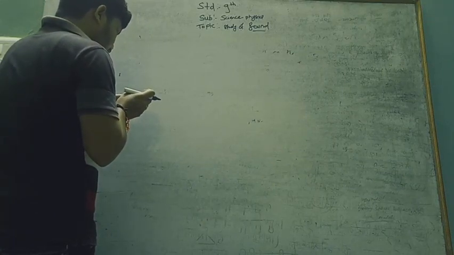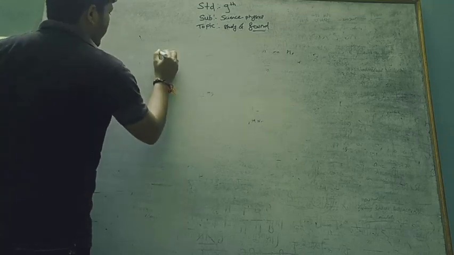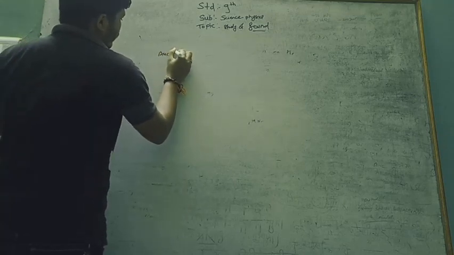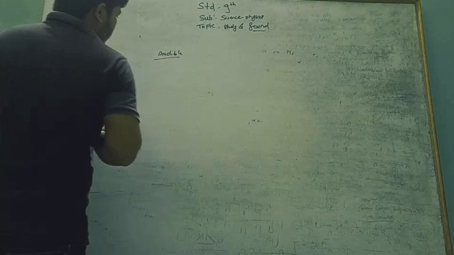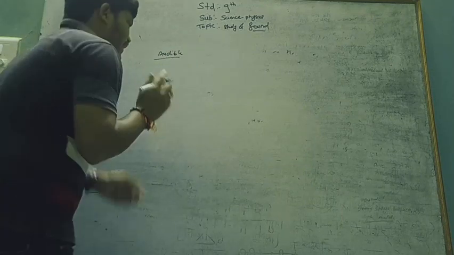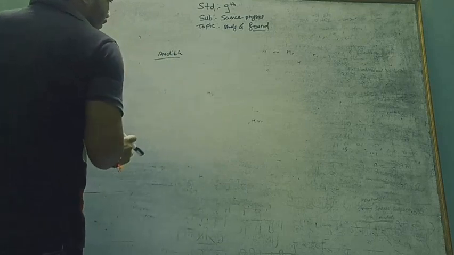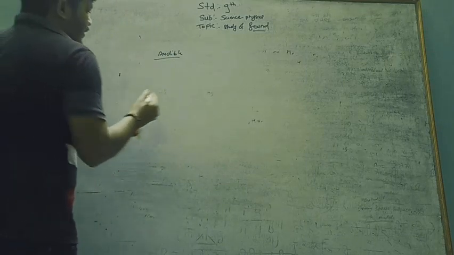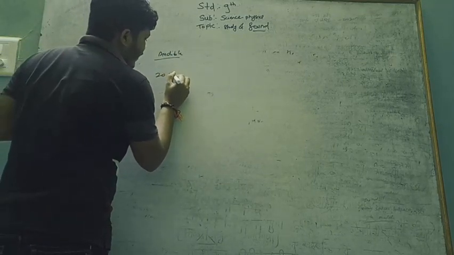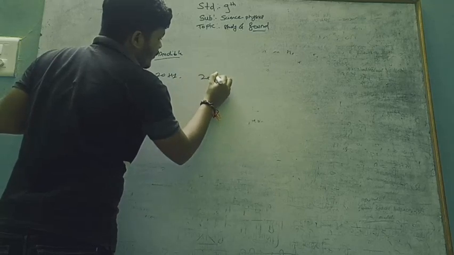Audible frequency, infrasound and ultrasound. Okay, audible. So what is audible? There is a specific range of sound which is audible to our ears. Okay, this is nothing but 20 hertz to 20 kilohertz.